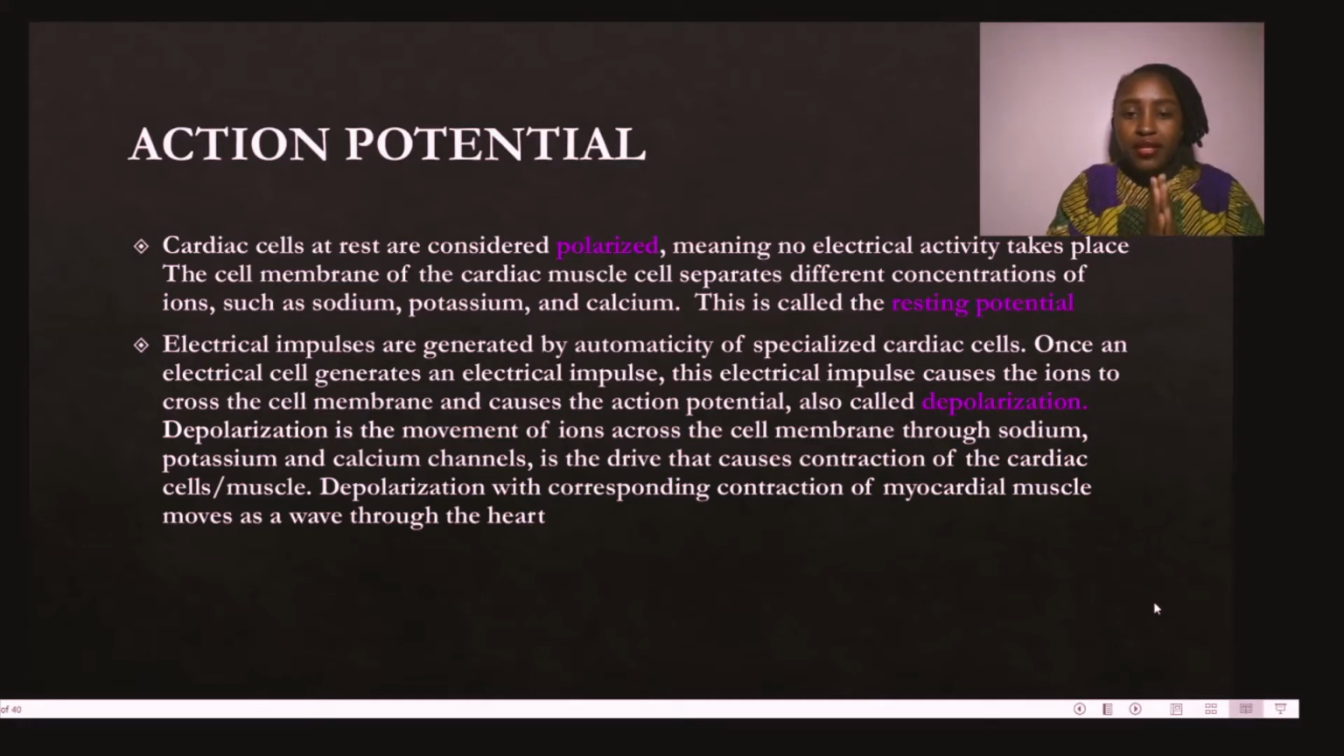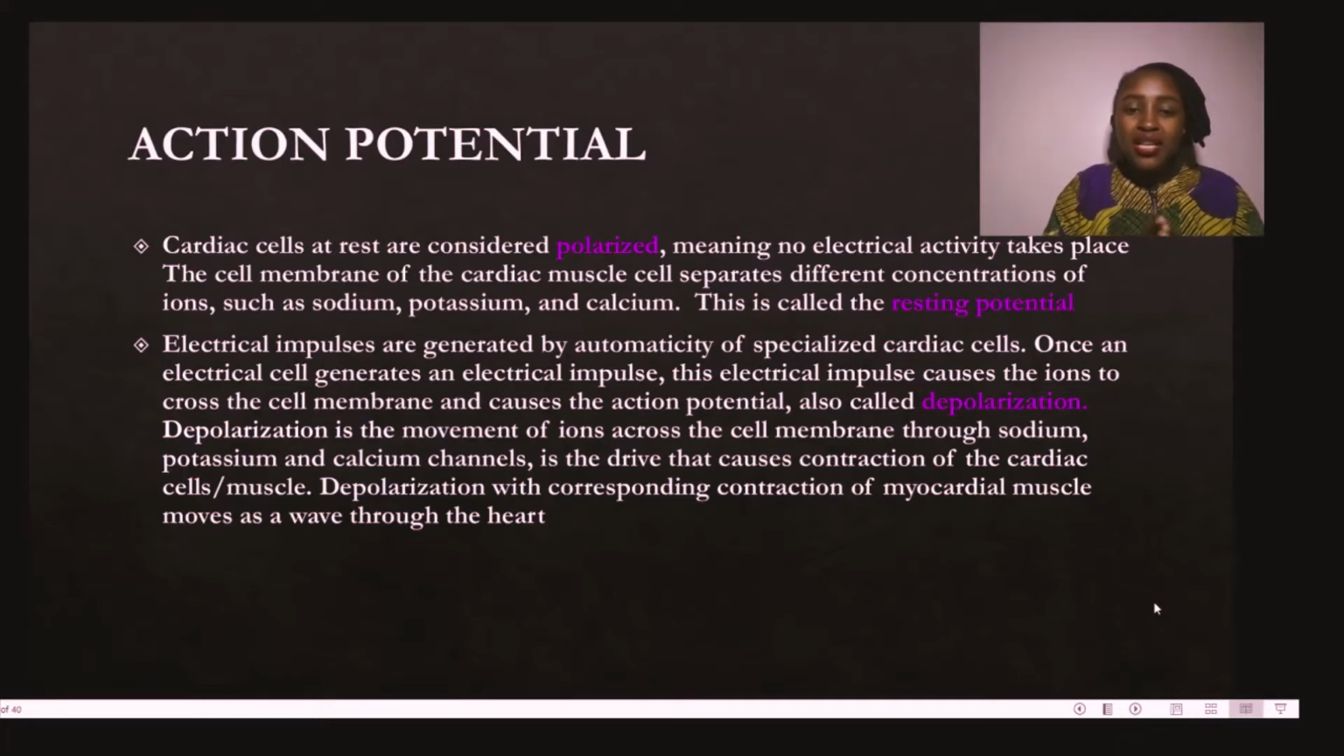Then we have the next process, called depolarization, and this is when electrical impulses are generated by the automaticity of the specialized cardiac cells. Once these cells generate the electrical impulse, it causes the ions to cross the cell membranes and causes an action potential. Depolarization is a movement of ions across the cell membrane through sodium, potassium, and calcium channels. This is a drive that causes contraction of the cardiac muscle.